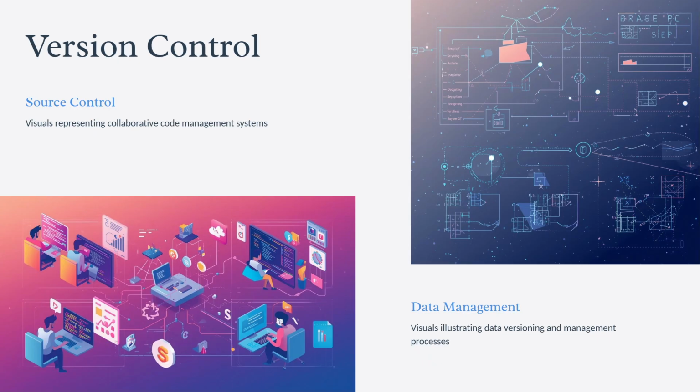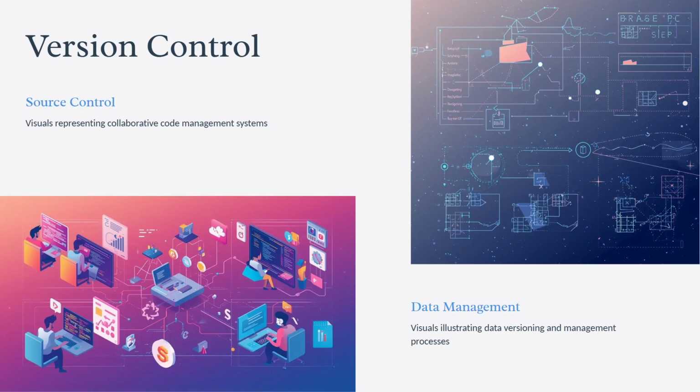Let's start with the foundation: version control and collaboration. Git is the global standard. It tracks code changes, branches, and merges, keeping your entire team aligned. Platforms like GitHub and GitLab make collaboration effortless.